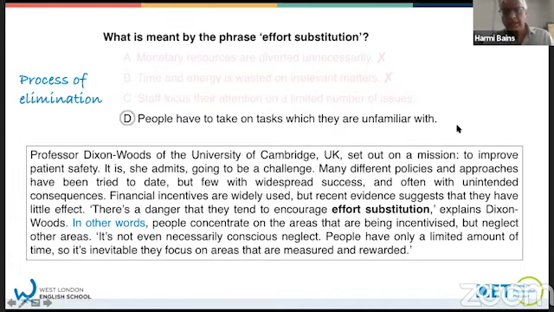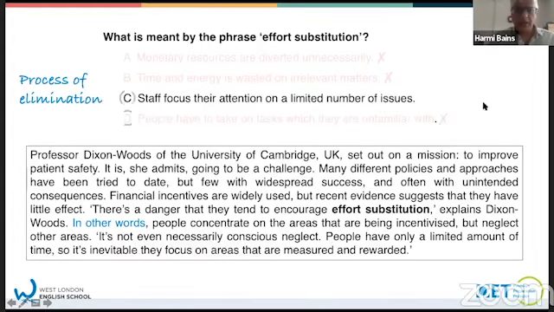Option D, take on tasks which you're unfamiliar with. Again, it didn't actually say that at all. So really what you're left with is option C, which is the correct answer, and which most of you do indeed have. Okay.